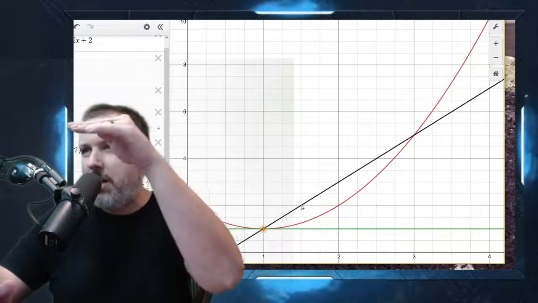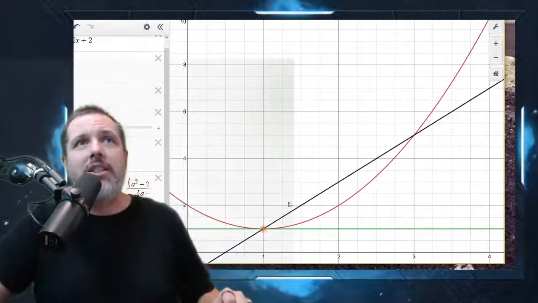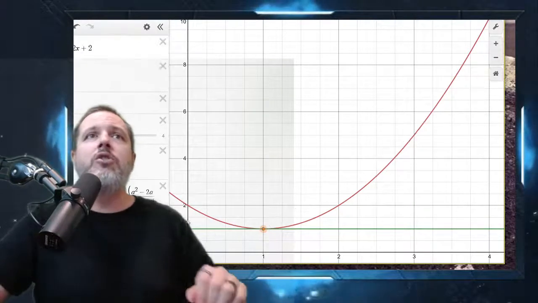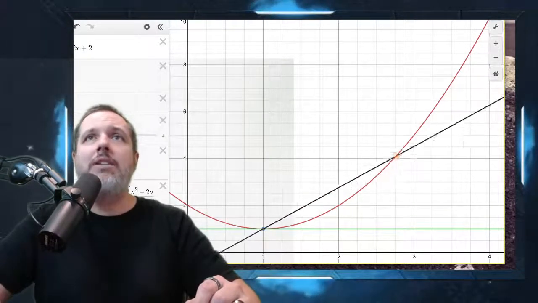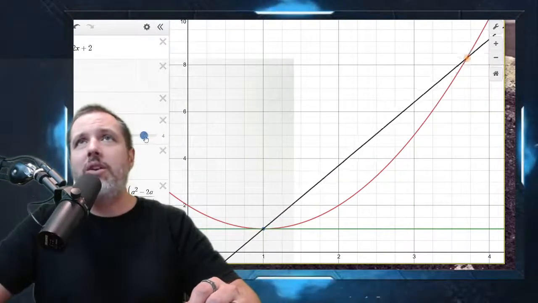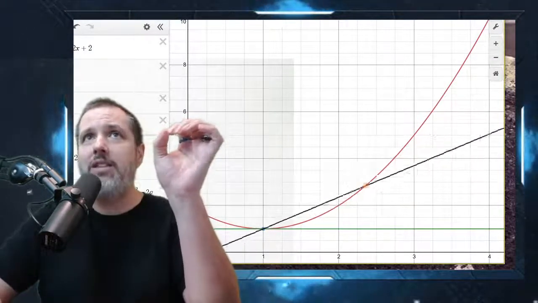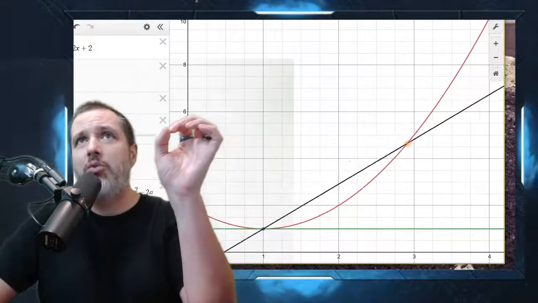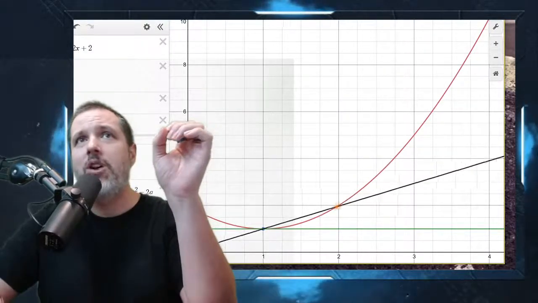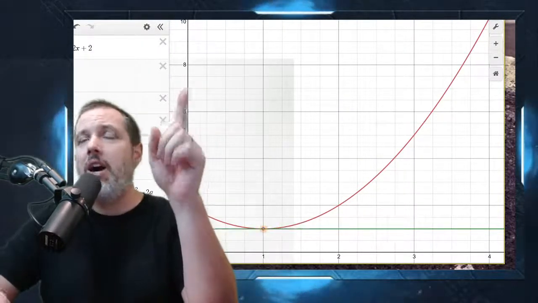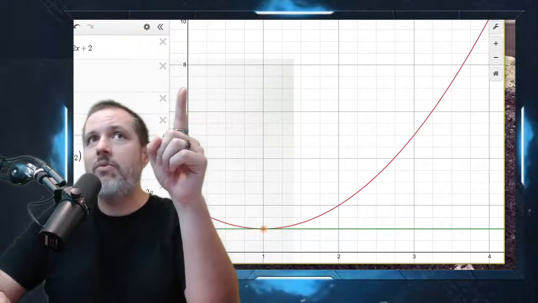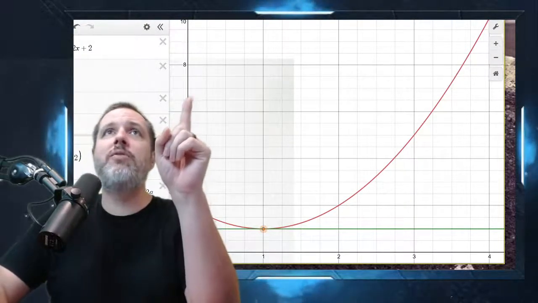It's just coming up and touching it, not cutting through it like this black one, okay? So as the distance between the points that we use for calculating the secant line decreases, our secant line becomes the tangent line. Okay, so think about that in terms of the definition.